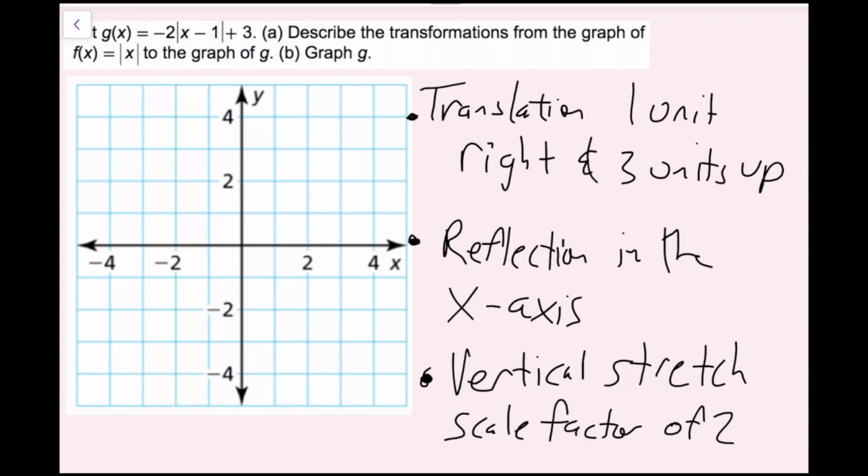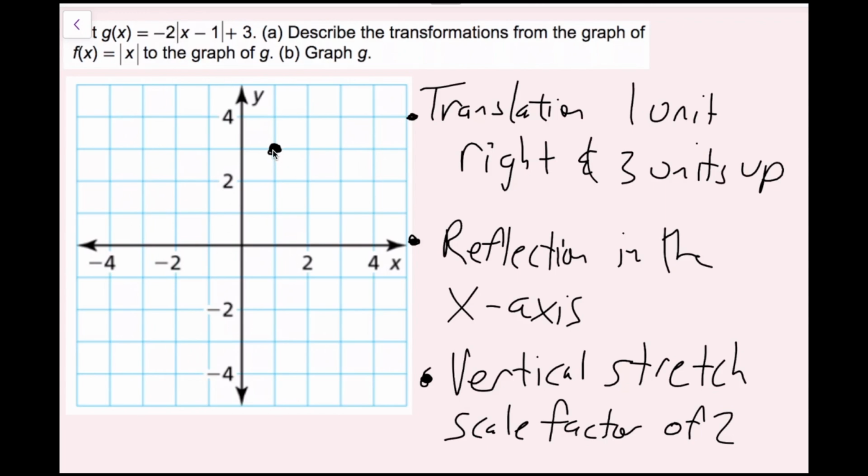So there's my vertex. Now I want to see, is this going to be a V shape or an upside down V shape? Well, the negative sign out here makes me know for a fact that it's going to be an upside down V. If it was positive out here, it'd be a V, but it's negative, so it's going to be upside down V. And then my slope is either going to be 2 or negative 2. Because it's going to be an upside down V, when x is larger than 1, my vertex value, it's going to have a negative slope. And then when x is less than 1, it's going to have a positive slope. So like I said, it's going to be either 2 or negative 2.